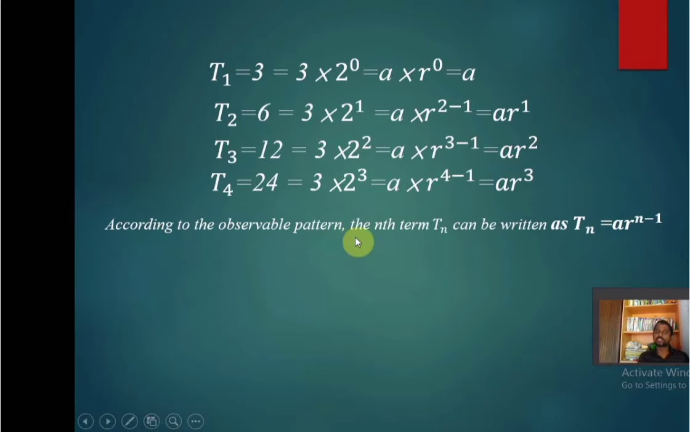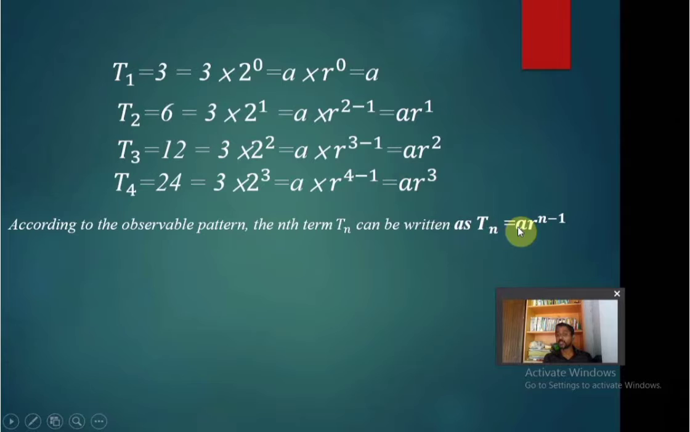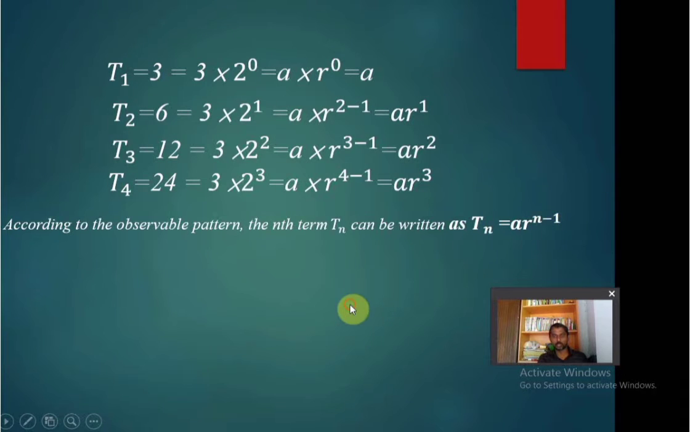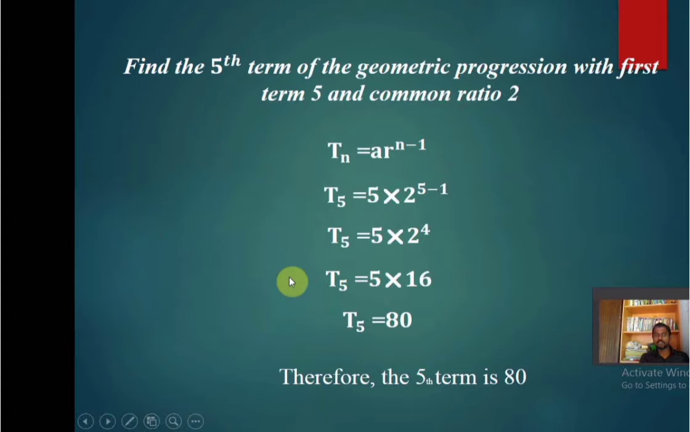According to the observation, the pattern, the nth term Tn can be written as Tn equal to ar^(n-1). Right? The nth term of the geometric progression with first term a and common ratio r is given by Tn equal to ar^(n-1). Okay? We'll see how to solve problems using that formula.